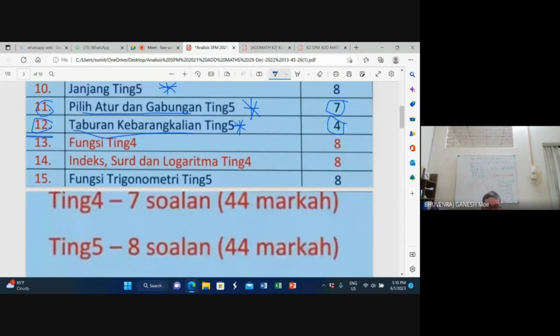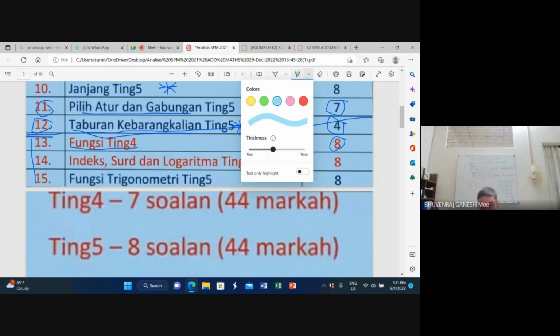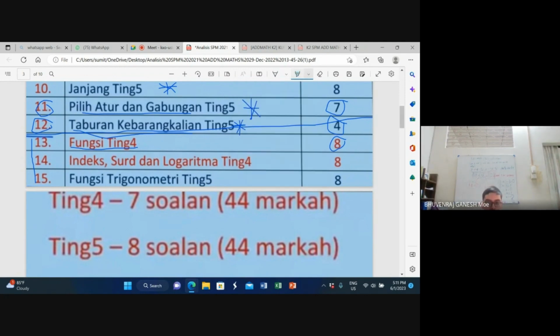How about functions? I think this one you did. Functions, chapter 1 of Form 4, carried 8 marks. This is section B onwards. Section B, you choose 2 out of these 3. It's a dividing segment here. I chose a different color, so highlighter is better. Yes, okay, so you're good at it. So this one is cleared.